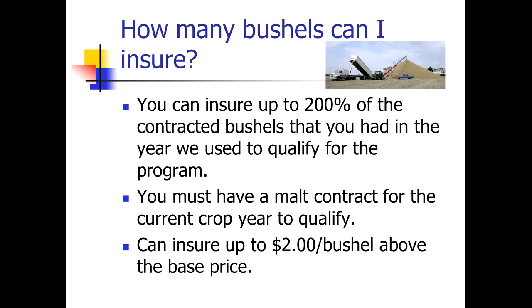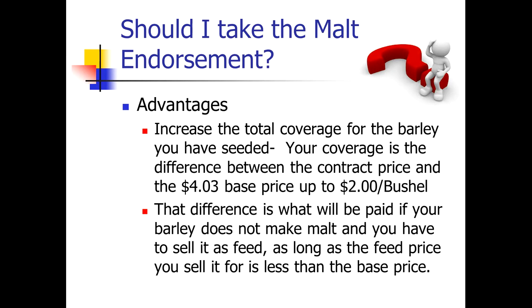Like I said, you must have a malt contract for the current crop year to qualify. And then the most we can insure above that feed-based price, or that $4.03 a bushel for this year, is an additional $2 a bushel above that base price. So you could go up to $6.03 a bushel on the crop insurance side of things for additional coverage for the malt. What are the advantages of the malt endorsement?